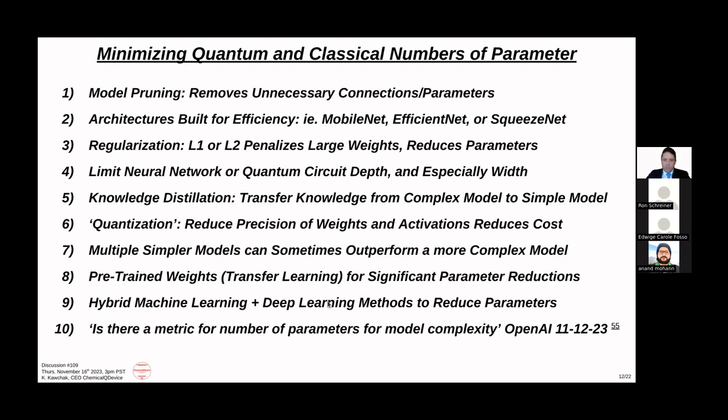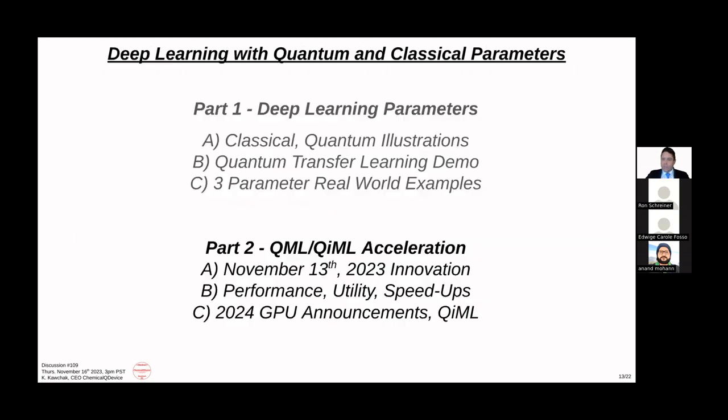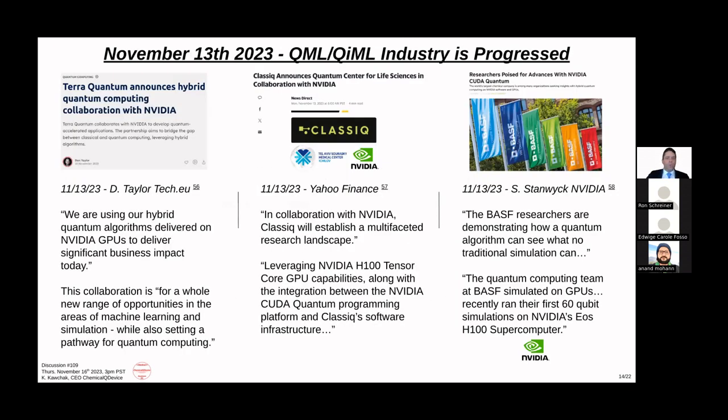Hybrid machine learning plus deep learning methods to reduce parameters. So say, for instance, a smaller support vector machine with deep learning attached to it. And then, this is the next part. I'm calling this the acceleration of the field as of Monday this week, and I'll get to some of the performance utility speedups and announcements. All of these came out on the 13th, Monday of this week.